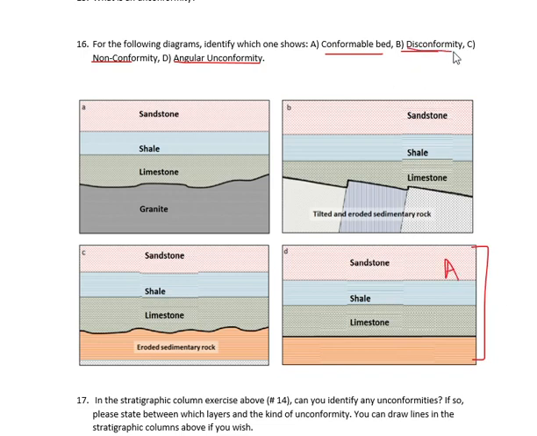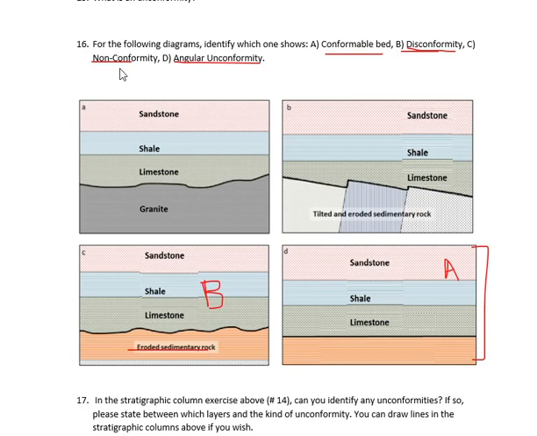Where's the disconformity? Remember, in disconformities, you have layers of sedimentary rock that are deposited on other sedimentary rocks, but there's an erosional surface between the two. So right here, there's eroded sedimentary rocks. That makes it easy for you. That one's B.